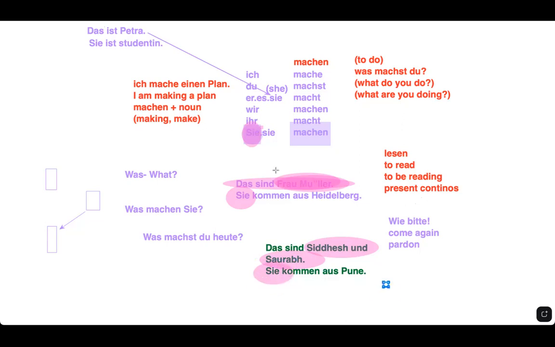So which Z is this? This Z. How did I figure it out? Siddesh and Saurabh. Because this is my plural. This small Z is for plural. If I say, those Z are the same, so you don't have to be worried about that. If I say das sind Herr Saurabh and Herr Siddesh, which Z am I going to use? This one. But it doesn't matter because it's almost the same.